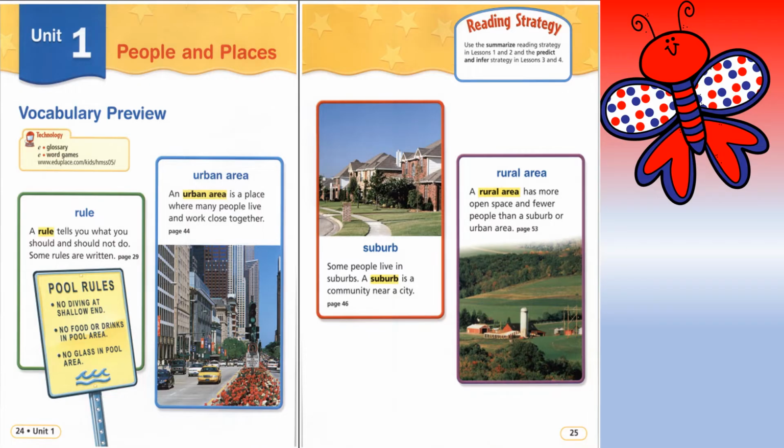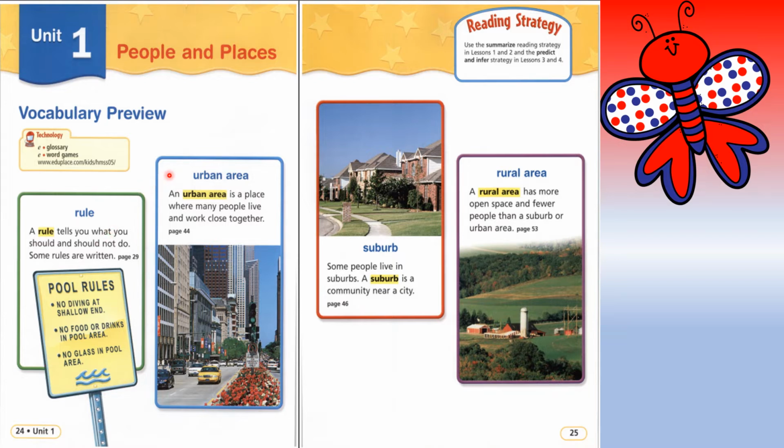Our main vocabulary words for Unit 1, the first word is rule. A rule tells you what you should and should not do. Some rules are written, like this rule here. No diving at the shallow end, no food or drinks in pool area, and no glass in pool area.